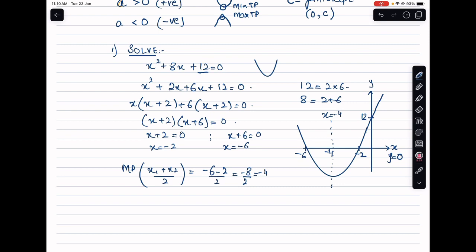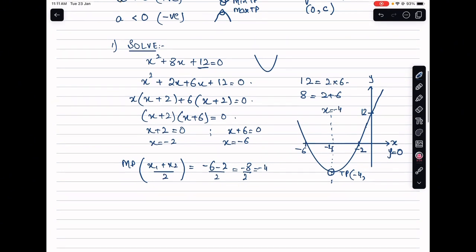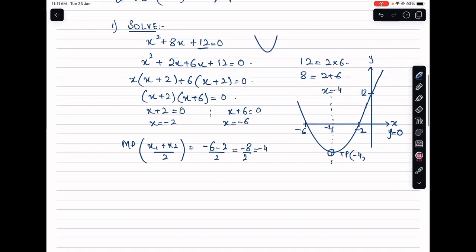X equals -4 is the line of symmetry of the curve passing through the turning point. So the line of symmetry for a quadratic curve always passes through the turning point where my x coordinate is -4. So now the question arises, if your x is -4, what can be the y coordinate? To get the y coordinate, I can simply substitute this x equals -4 in the quadratic equation, which is x squared plus 8x plus 12.